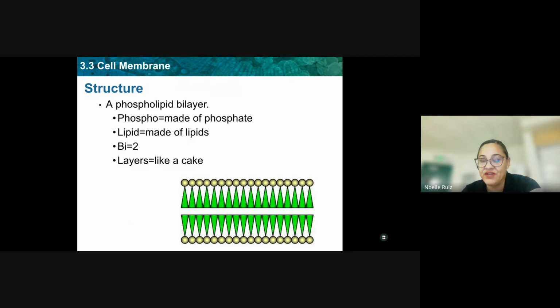Bi is a prefix that means two. You're riding a bicycle, it has two wheels. And then layers, like a cake. So our cell membrane is a phospholipid bilayer. It's two layers made partly of phosphate and partly of lipids.